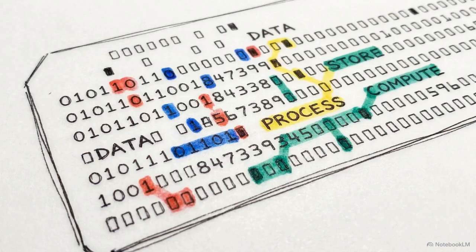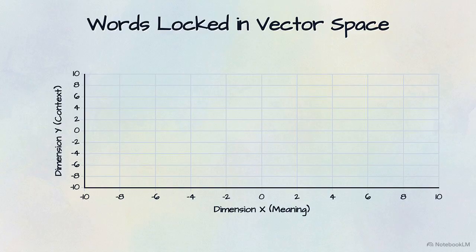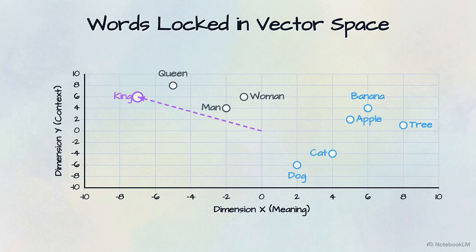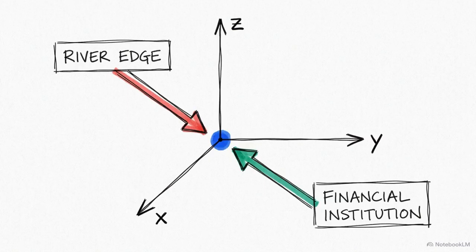Earlier machine learning models approached language by assigning fixed numbers to words. They built static embeddings, representing text as vectors in a high-dimensional space. But a static embedding space collapses polysemy, multiple meanings for the exact same word, into a single mathematical coordinate.